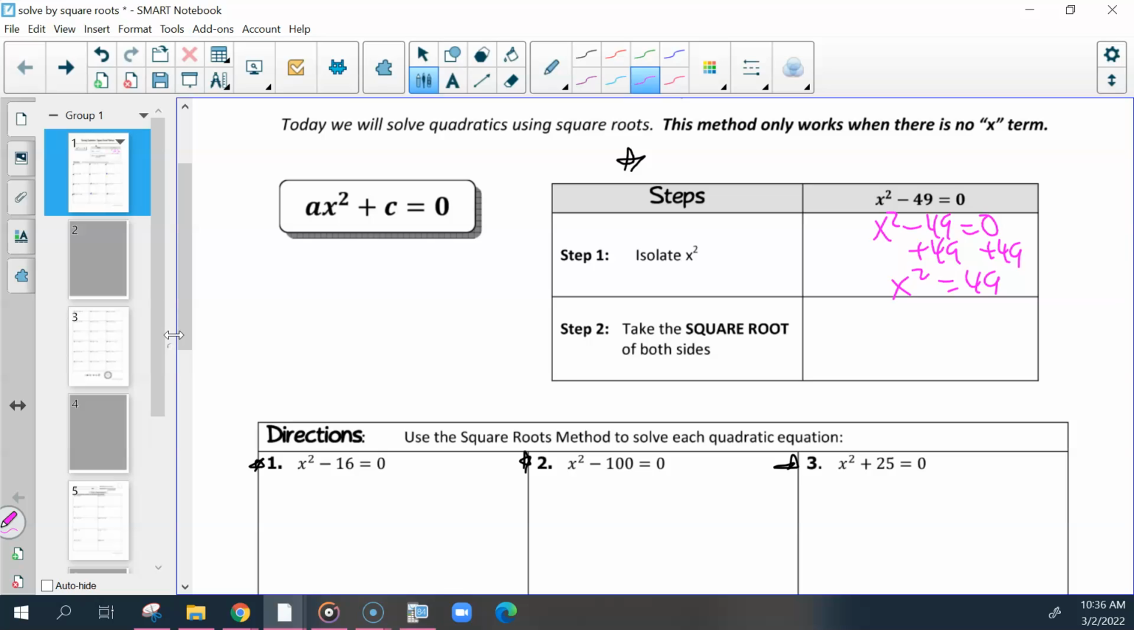Okay. The second step is to take the square root of both sides. So this is kind of going back to the factoring when we were talking about what times what would give us x squared, what times what would give us 49. So what times what would give us x squared? X and x, so we'll just put x.